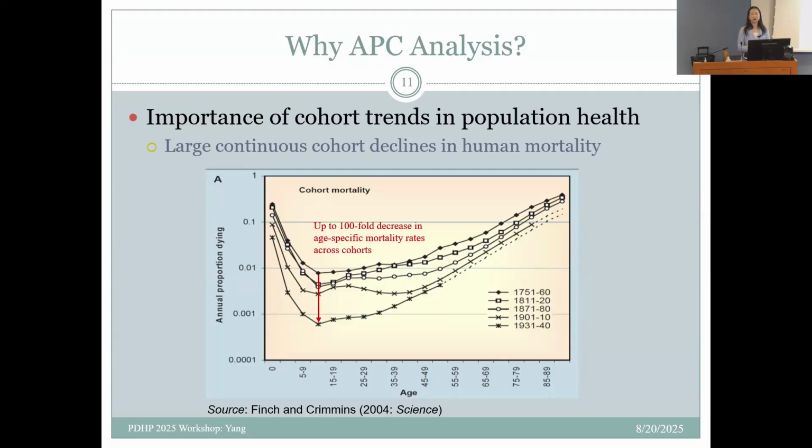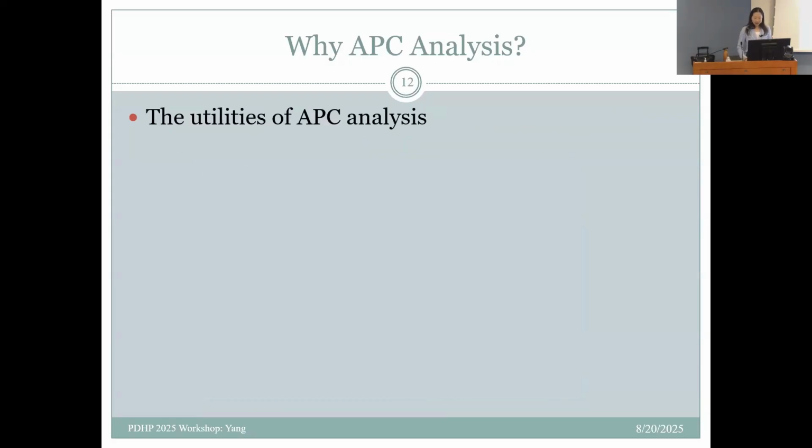These are from the Human Mortality Archive from Sweden, the best mortality data recorded to date for human populations, where they have shown how cohort-specific, age-specific mortality has experienced continuous declines from cohorts born in the 1700s to 1940, where there could be up to a 100-fold decrease in age-specific mortality rates across cohorts. And so this is one example of how cohort trends are important for population health, which naturally leads to the question: why is this useful? Why the utilities of APC analysis?